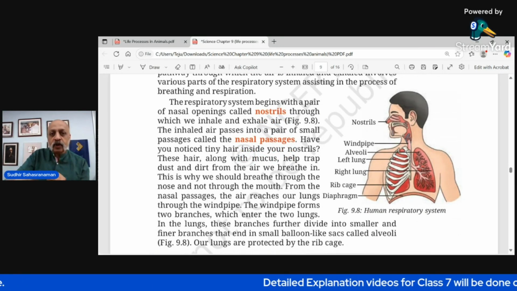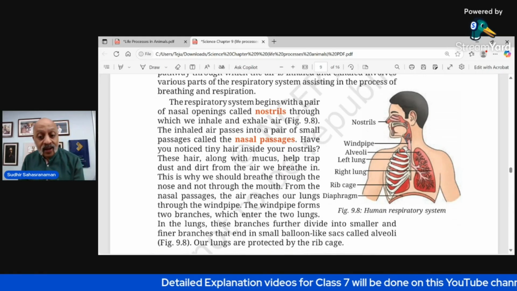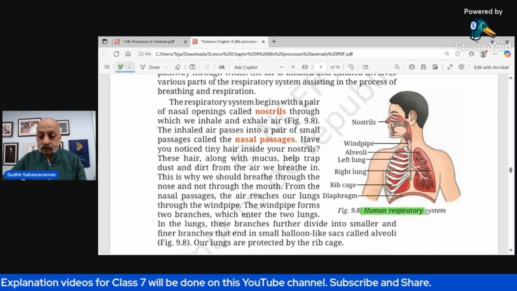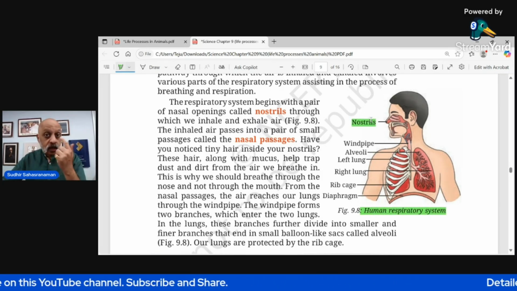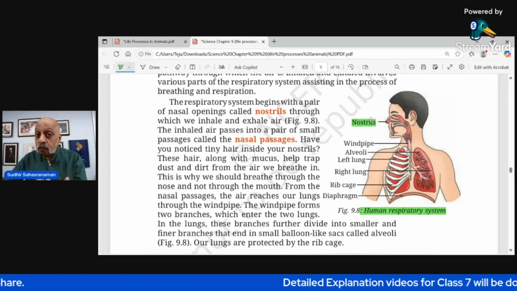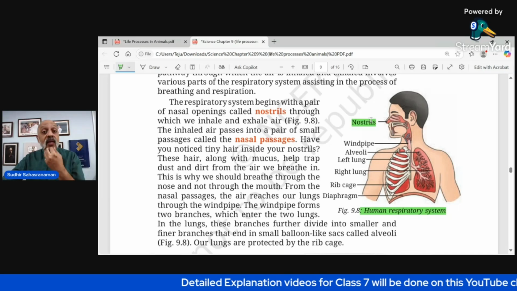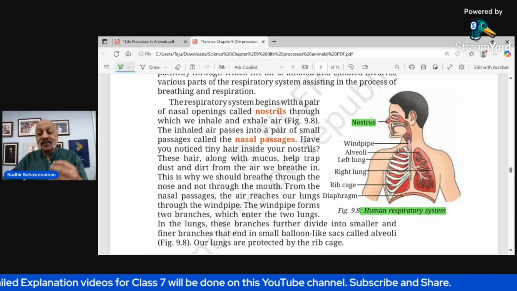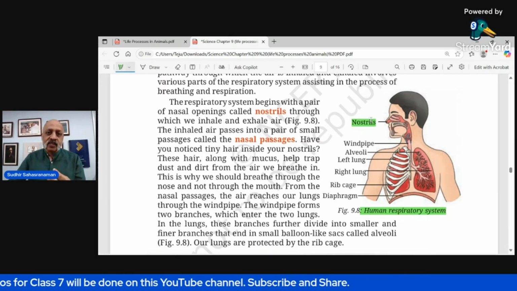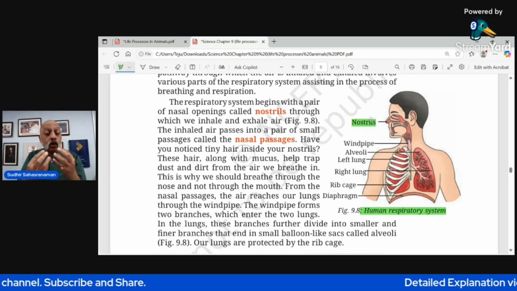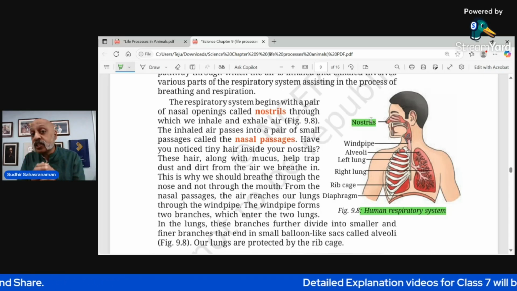Now, if you see this particular figure, number 9.8, which is the human respiratory system, the first part is the nostrils. These are the two nostrils, the nose, from where you inhale. Some people make the mistake of breathing in even through the mouth. That's dangerous. That's not advisable. That's not healthy, because the nose has a system in the form of hair inside it, because of which some kind of filtration takes place.